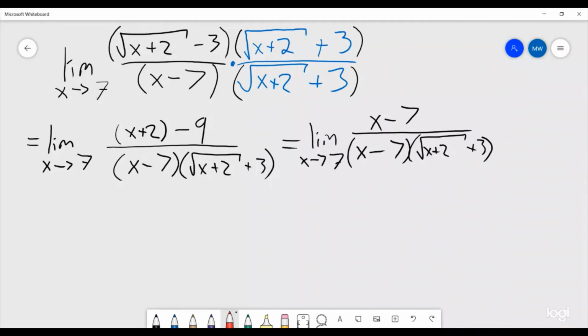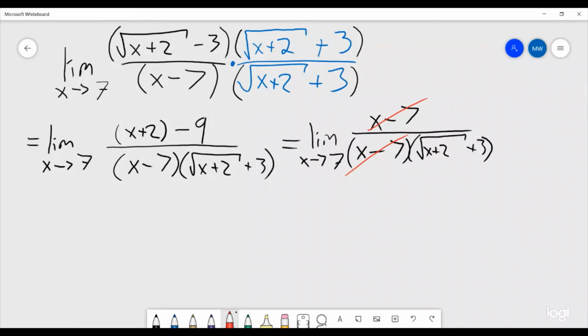Now, because it's a limit, we can cancel. If we were doing something where this was not a limit, we would not be able to cancel, because canceling is eliminating 7 from being a hole. And so that's what we have to be careful with, is that we are only allowed to cancel terms from the top and bottom if we are in a limit.